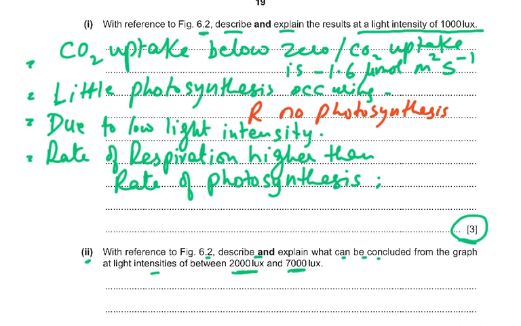Then little photosynthesis is occurring. And please remember here, I've written this in red, reject no photosynthesis, because there's still low light intensity. So reject no photosynthesis. We didn't say it's totally dark. Reject no photosynthesis, that means you can't write that. And the reason why there is less photosynthesis is because there's low light intensity, this point here in the mark scheme. And the reason is the rate of respiration is higher than the rate of photosynthesis.